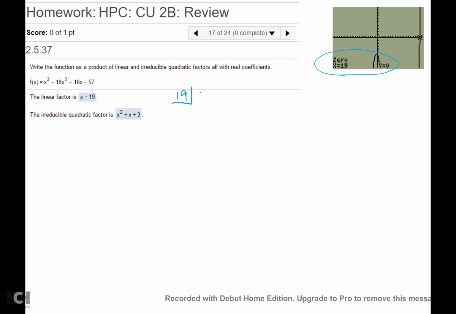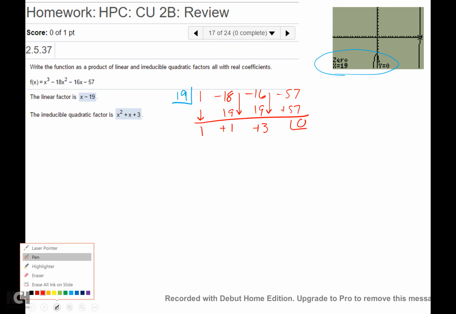So my coefficients are 1, negative 18, negative 16, negative 57. 1 comes out, times 19 is 19. Negative 18 eats positive 19, comes out positive 1, brings back 19, comes out positive 3, brings back positive 57, comes out 0, which better be, or my graph's lying to me. And we've dropped it now to a second degree.